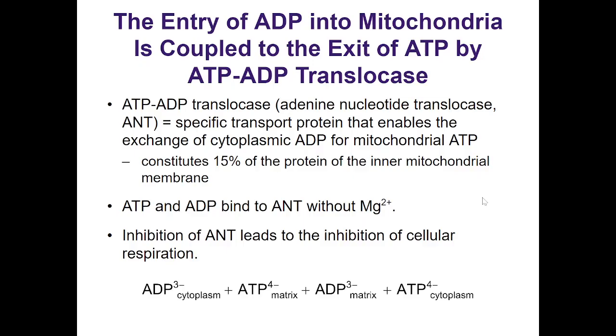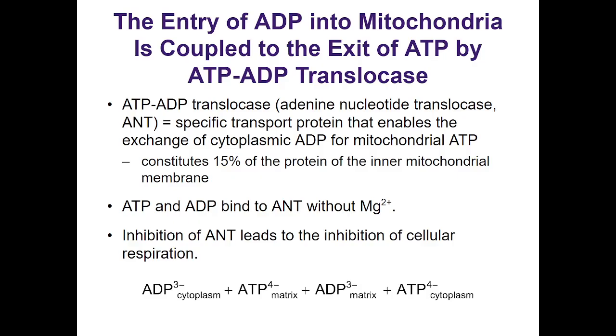This is the entry of the ADP into the mitochondria. This is going to be coupled by the exit of ATP. This is going to be by the ATP-ADP translocase. So here we have the ATP-ADP translocase. Another name for that is the adenine nucleotide translocase, or ANT. Notice that's a nice abbreviation for the adenine nucleotide translocase. The specific transport protein that enables the exchange of your cytoplasmic ADP for the mitochondrial ATP.